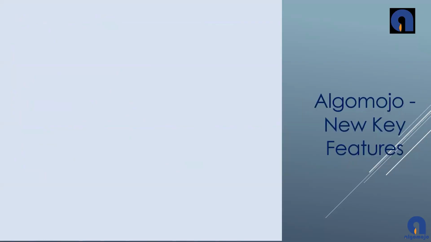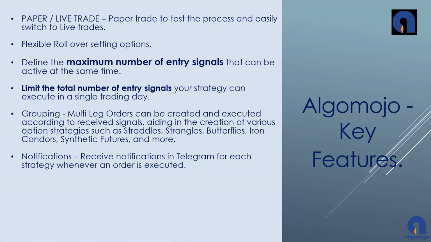You can receive notifications on Telegram using the Algomojo bot. If you have a Telegram bot, go to the Algomojo bot, take the chat ID and link it with the strategy that you would create in Algomojo. Yeah, I'll show you a demo.